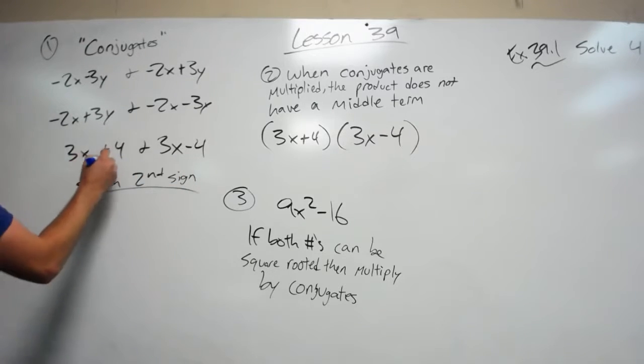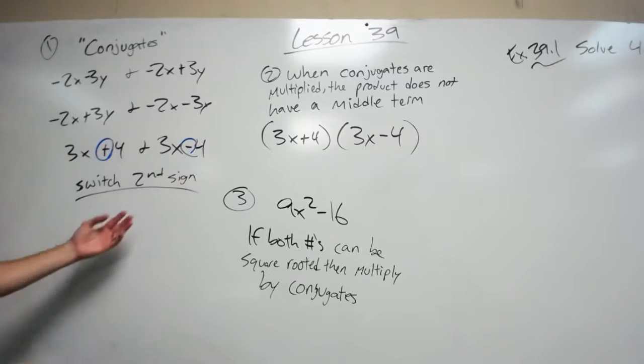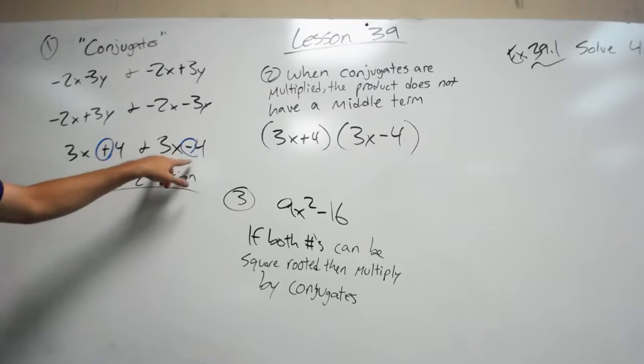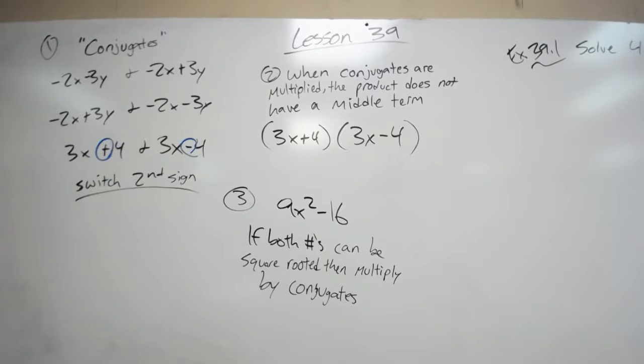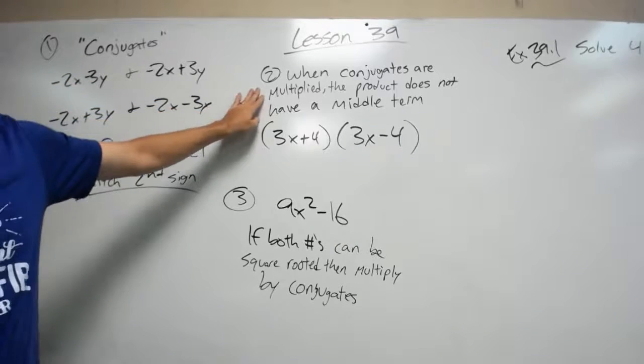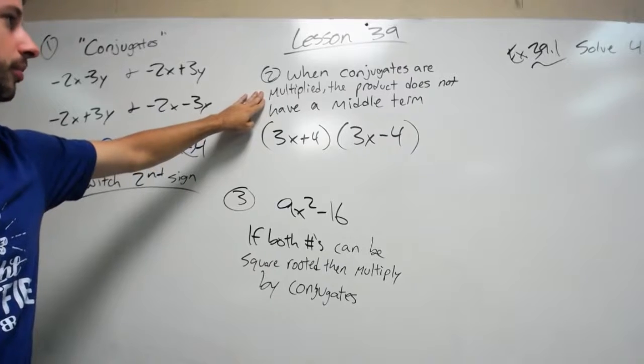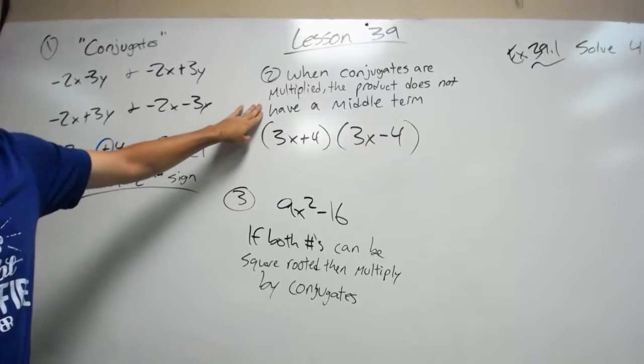So therefore, for a conjugate, you are simply switching the second sign, or you could say the value, you're doing the opposite value for the second number. That is what a conjugate is. So that's the first phase. Second phase, when two conjugates are multiplied together, the product does not have a middle term.